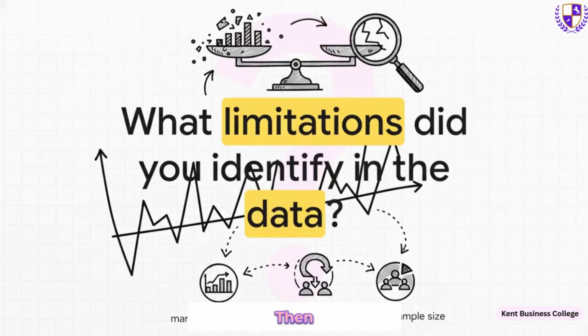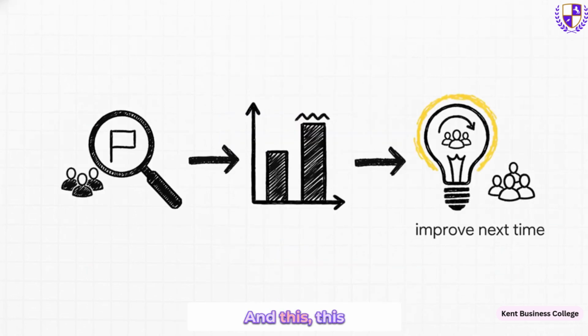Then the assessor follows up with another question. Now, they're not trying to trick you here. They just want to see your critical thinking skills in action. They want to know that you get it, that no data is ever flawless. And this answer is just brilliant.